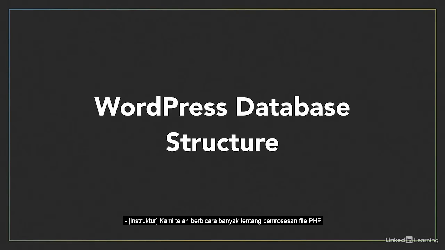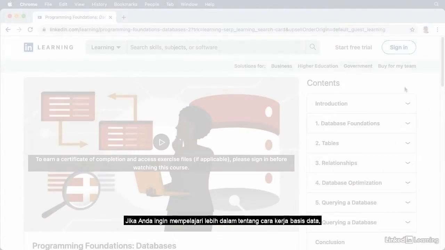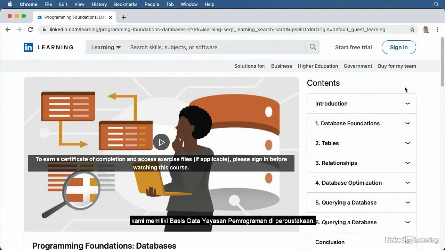We've talked a lot about processing PHP files and how to make it easier and faster to load assets. But we haven't really talked about the database, where the content of your site comes from. Let's dive into how the WordPress database works, because the more you know, the more you can improve it. WordPress uses a relational database. If you don't understand that term, no worries. If you want to dive deep into how databases work, we have Programming Foundations: Databases in the library. And if not, we'll cover it at a high level right now.